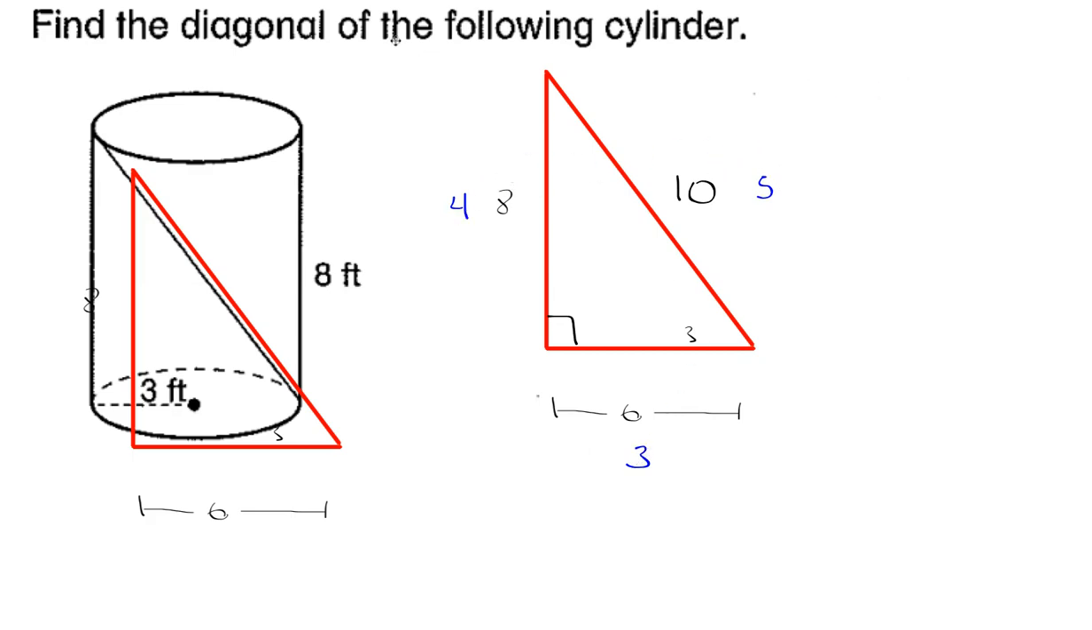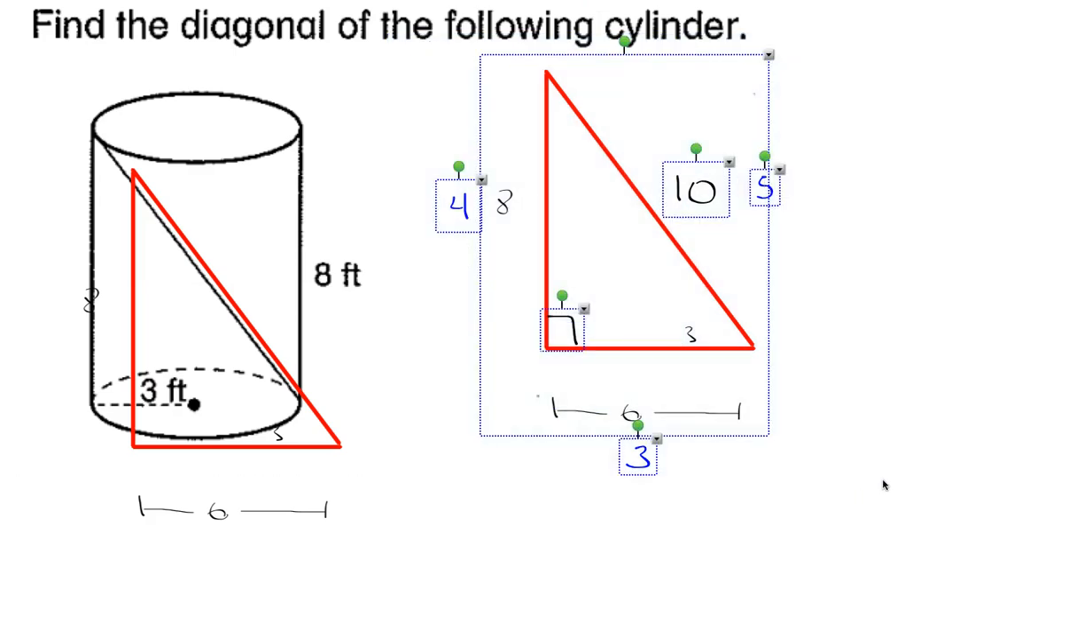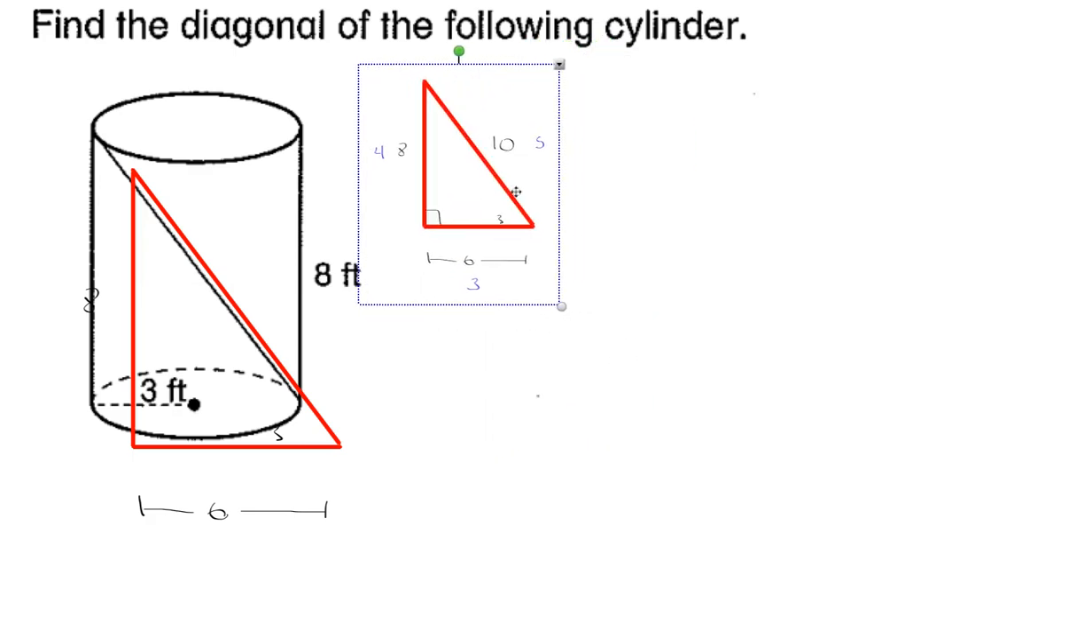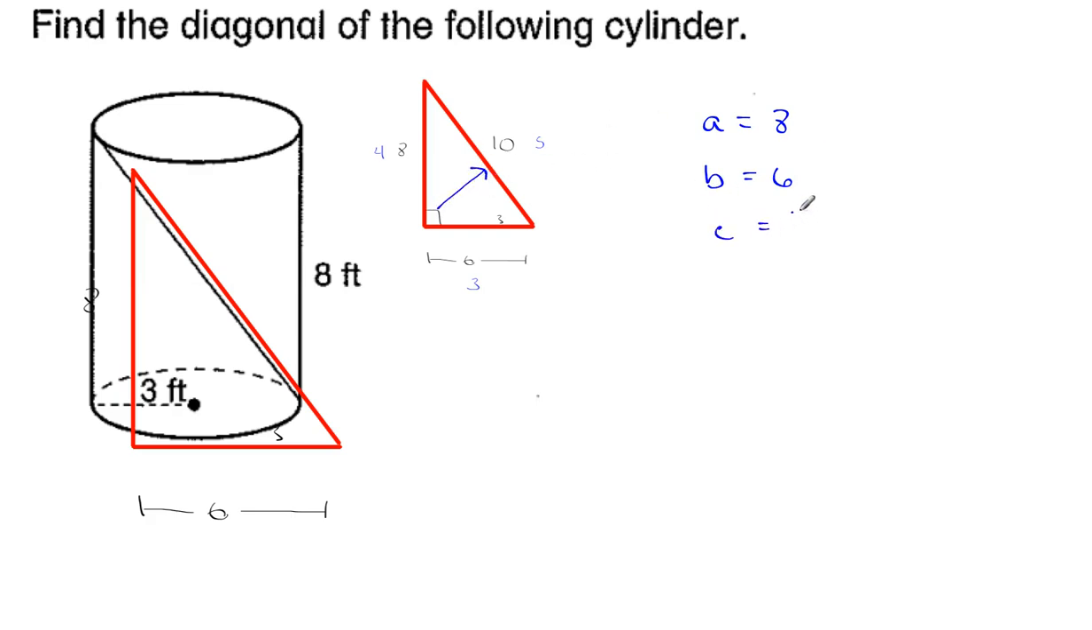But we're going to go through the motions on this one just to show the work. I'm sure most teachers would like to see the work. So I have a side of 8. So I have A is equal to 8. B is equal to 6. And A and B are interchangeable. It doesn't matter. The one that's most important is that C. So C is the unknown at the moment.